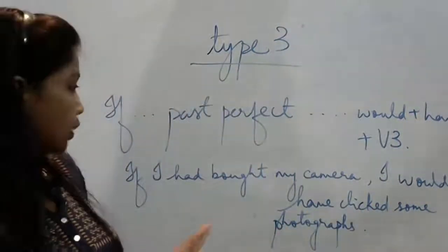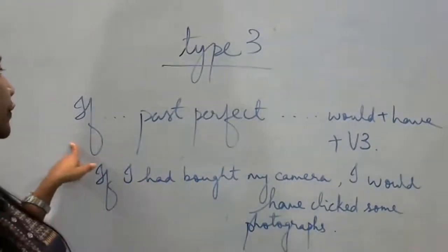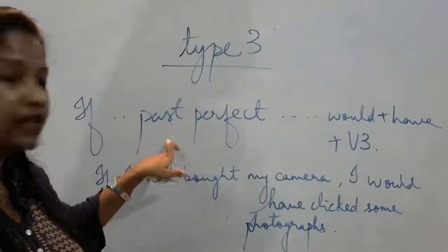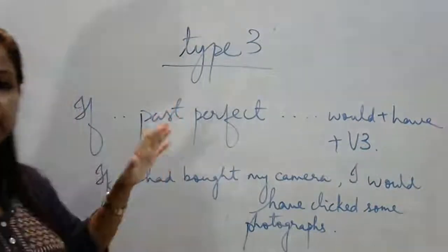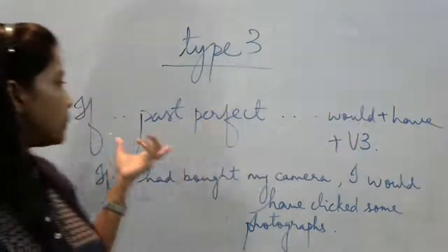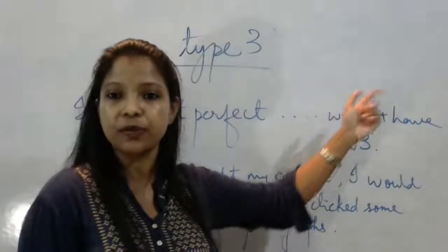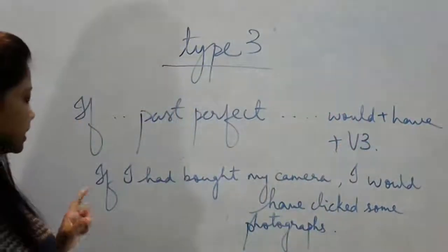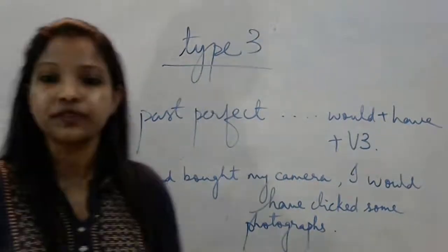Now, I hope it is visible. Now see, this is the structure: if plus past perfect, would plus have plus V3. The dependent clause is if plus past perfect, and the independent clause is would plus have plus V3. The sentence that I have taken is, if I had bought my camera, I would have clicked some photographs.